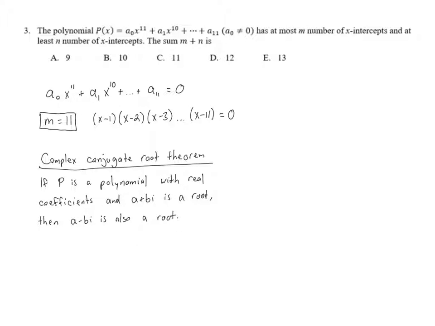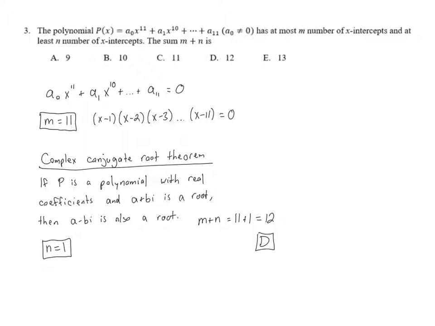But it's not possible for a polynomial with real coefficients to have an odd number of complex roots. So if we look at the 11 roots to this polynomial, at most 10 of them can be complex. And if that's the case, that means that we are stuck with one real root, which means n has to equal 1. The problem is asking for the sum m plus n. This would give us 11 plus 1, which is 12, and this is answer choice D.